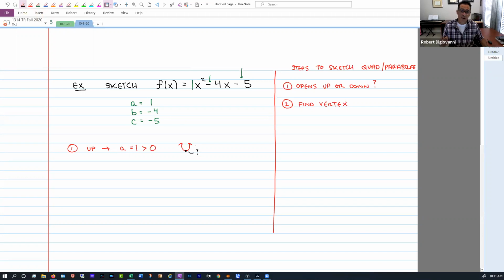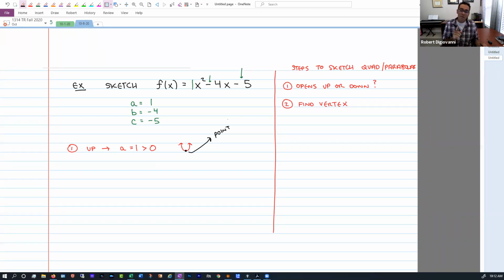Now, to find it requires a formula that you have not been given, so I have to give you this formula right now. To find the vertex, we first have to understand that when we talk about the vertex, I'll draw it here, do you all agree that that's just a point? The vertex is just a point. It has an x coordinate and a y coordinate, right?